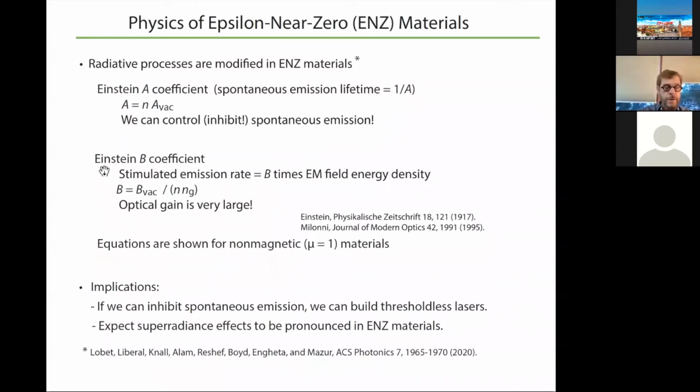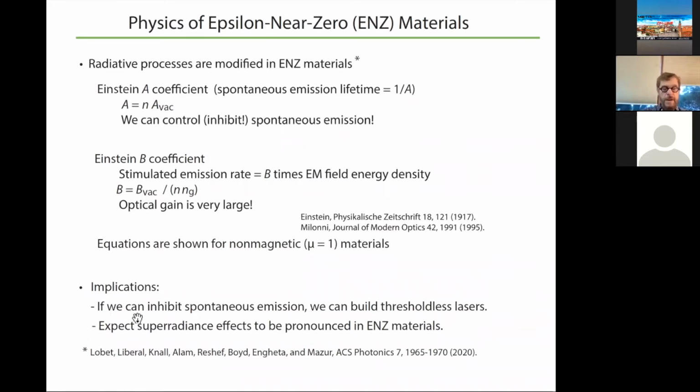The Einstein B coefficient, that's the one that we use to get the stimulated emission rate, is equal to the vacuum B coefficient divided by n times the group index. And in epsilon near zero materials, this denominator is going to be very small, and we expect the optical gain to be very large. Now, what are some of the implications of this?